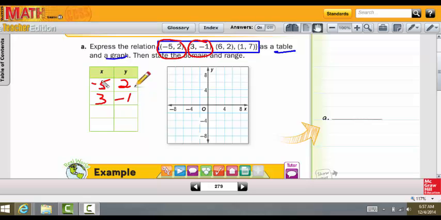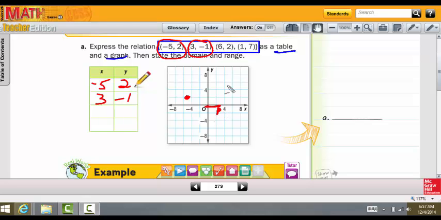Then the next thing we're going to do is plot the points on the graph. So we start at -5. We're going to move from the origin out to -5 and then up to +2. So that would put a point right here. And then we would do the same thing, of course, move out to 3 and down to -1.